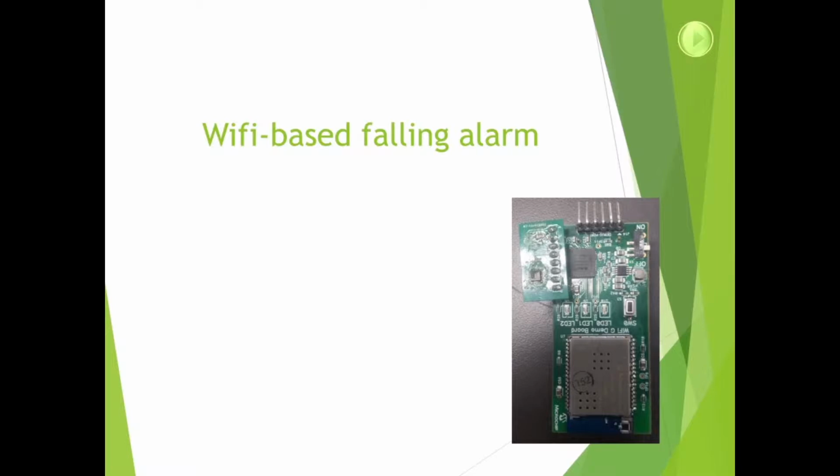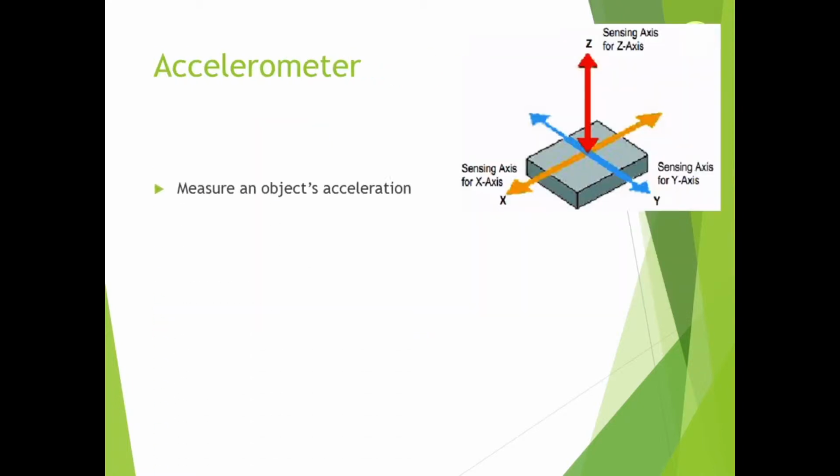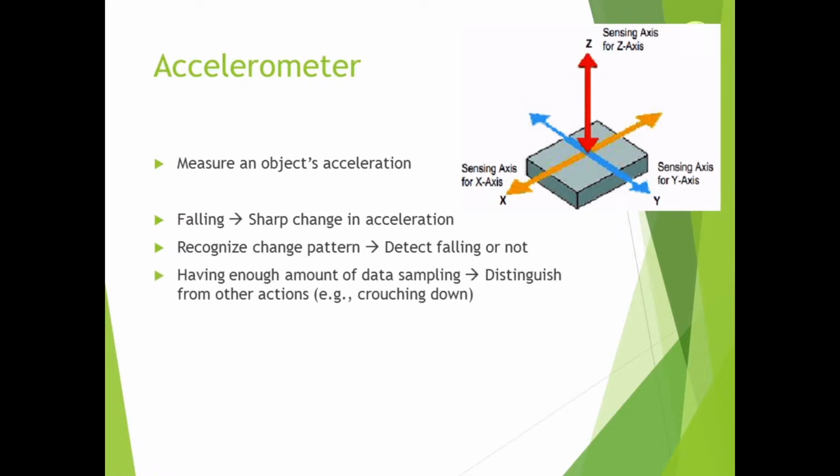For detecting the falling action, this falling alarm uses two different types of sensors, which are the accelerometer and the gyroscope. Let's have a quick look at these two sensors. Accelerometer can be used to measure an object's acceleration. When a person is falling, there will be a sharp change in the acceleration. By recognizing the change pattern, we can detect whether a person is falling or not. More than that, by having enough data sampling, we can even use the pattern to distinguish the falling action from all kinds of similar actions.